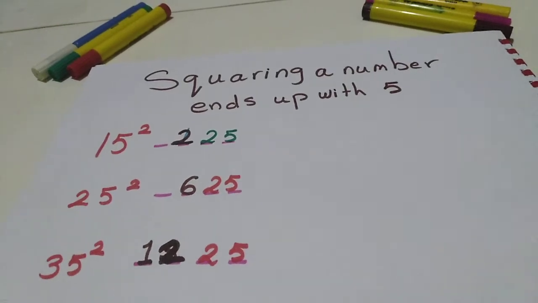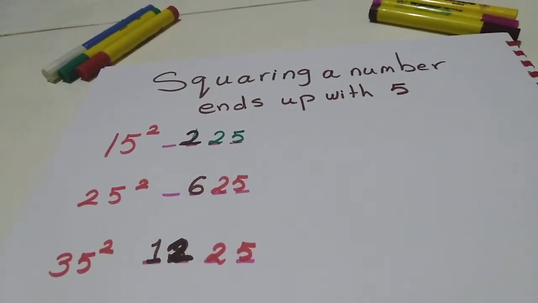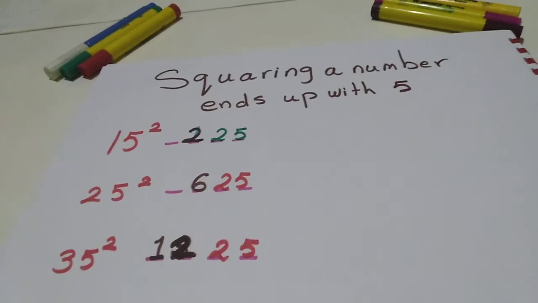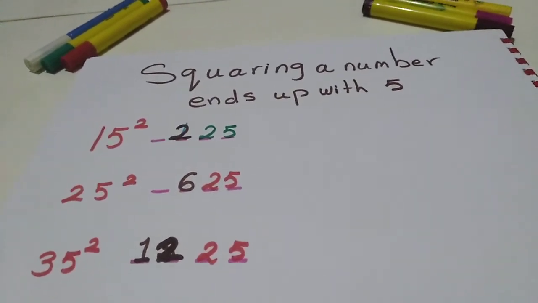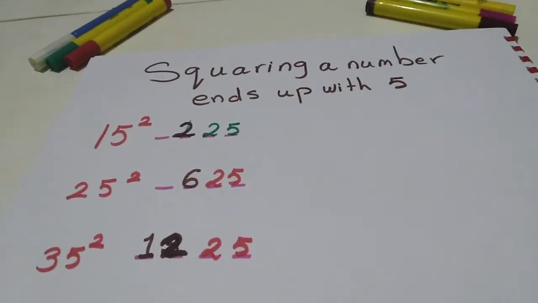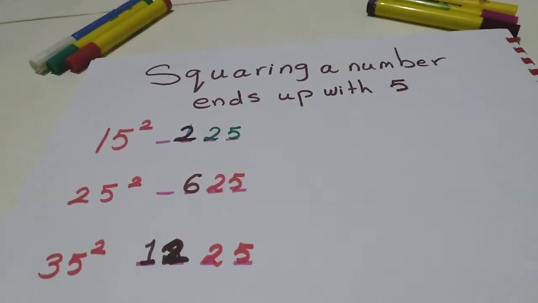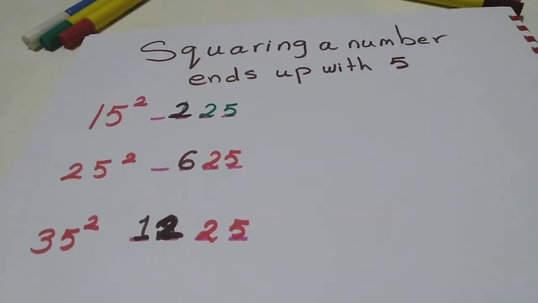Last, what's in the tens digit here? Number 1. Okay, what's after 1? 2. Just multiply 1 by 2. 1 by 2 is 2. That's it. Okay, let's try the next example.